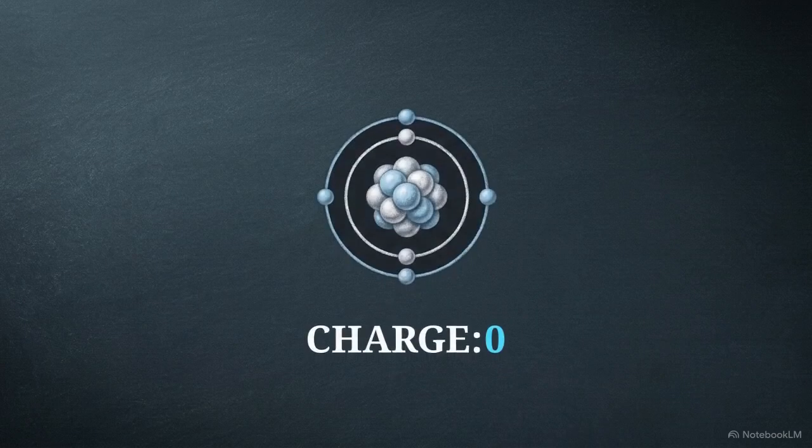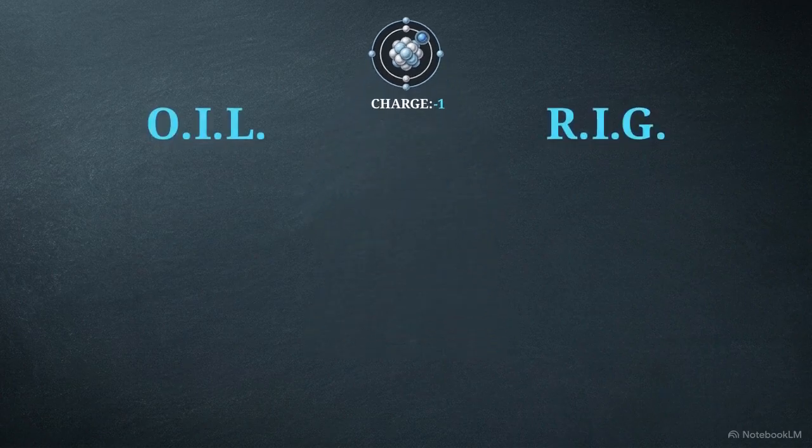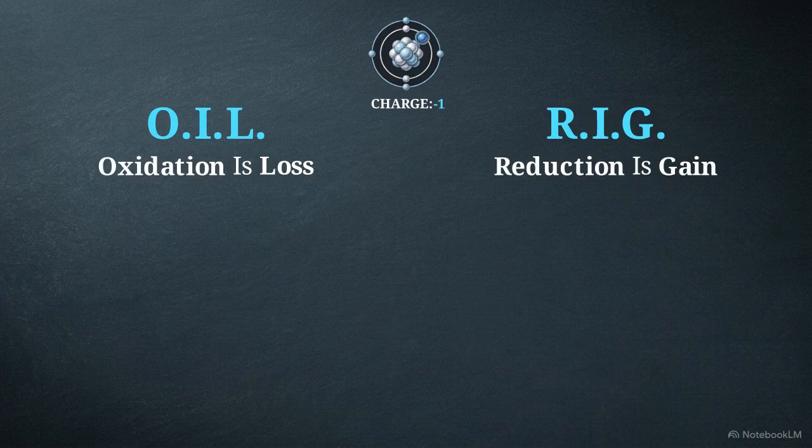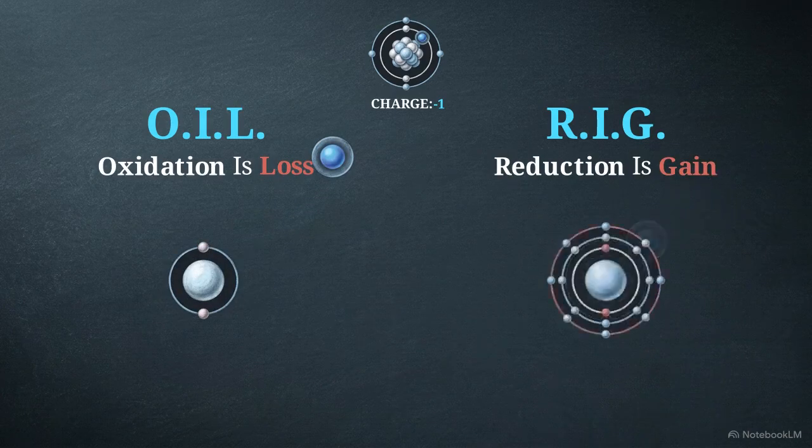The terminology makes sense once you consider the charge. Electrons are negatively charged particles, so when an atom gains one, its overall electrical charge is mathematically reduced. The standard way to track this movement is the mnemonic OIL RIG. Oxidation is loss of electrons, reduction is gain of electrons.